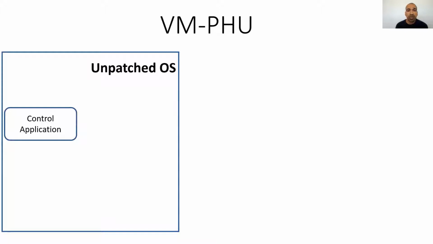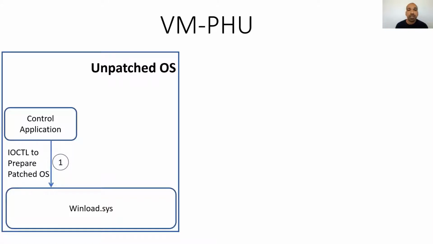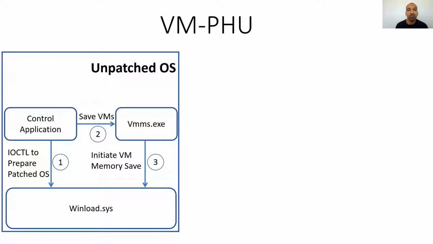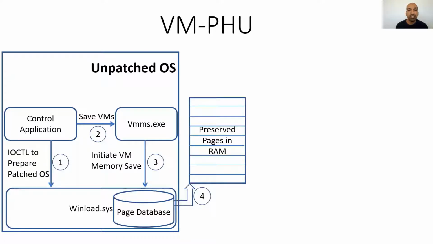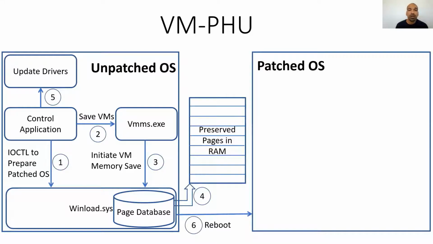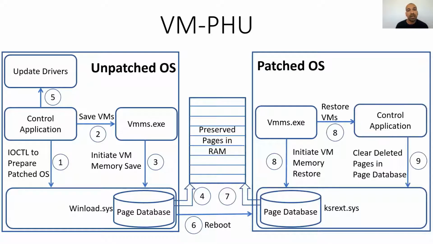We begin with an unpatched OS and use a control application to first load the new OS into memory. We then initiate a save operation for all of the VMs, which in turn pauses the vCPUs for the VMs and marks the memory pages for the VMs as in use in the new OS. At this point, all the devices on the VMs are closed, and we can update the virtualization device drivers as there are no handles on it. We then soft reboot into the new OS, restore VMs, and clear the restored pages in the database. Step 6 is optional for rebootless updates, and our workflow can be used for both hypervisor and host OS updates.